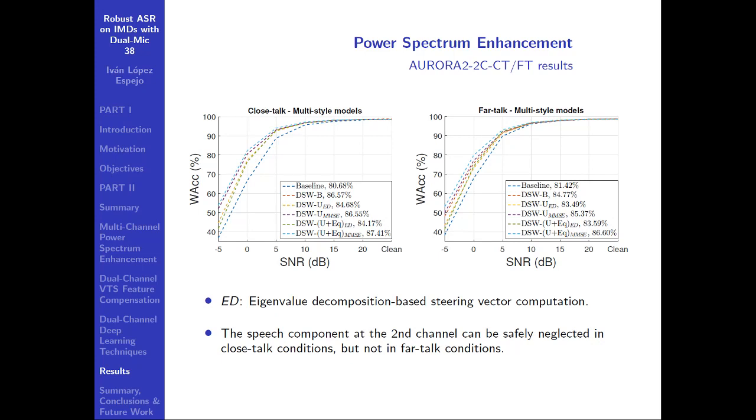The speech component at the secondary channel can be safely neglected in close talk, but not in far talk conditions. This is confirmed by our results, as correcting bias with our technique barely affects close talk conditions, in contrast to far talk conditions. On the other hand, the eigenvalue decomposition-based method introduces a harmful mismatch, as it worsens the biased dual channel spectral weighting.